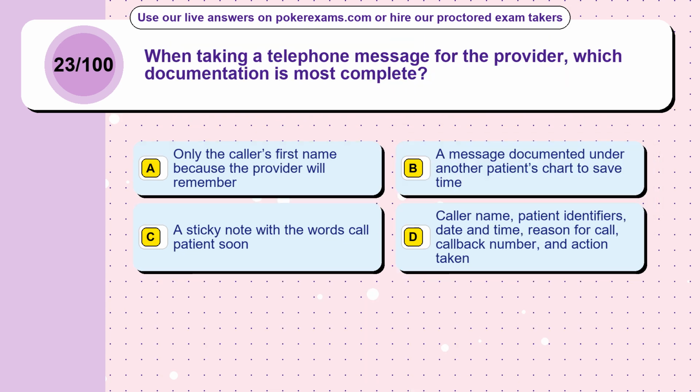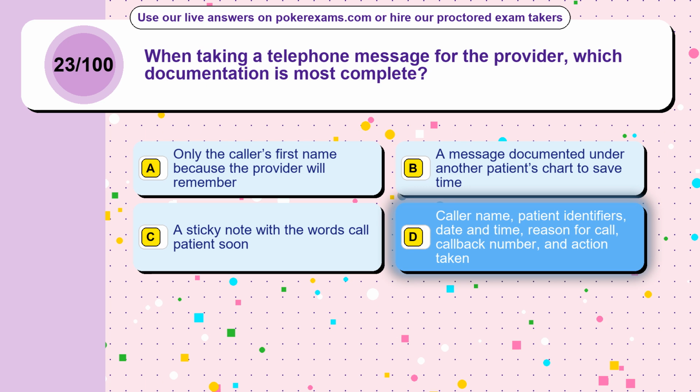Question 23. When taking a telephone message for the provider, which documentation is most complete? Option A. Only the caller's first name because the provider will remember. Option B. A message documented under another patient's chart to save time. Option C. A sticky note with the words "Call patient soon." Option D. Caller name, patient identifiers, date and time, reason for call, callback number, and action taken.